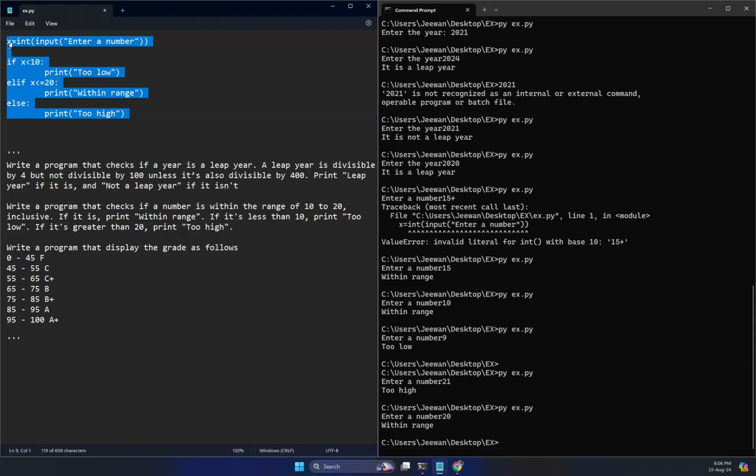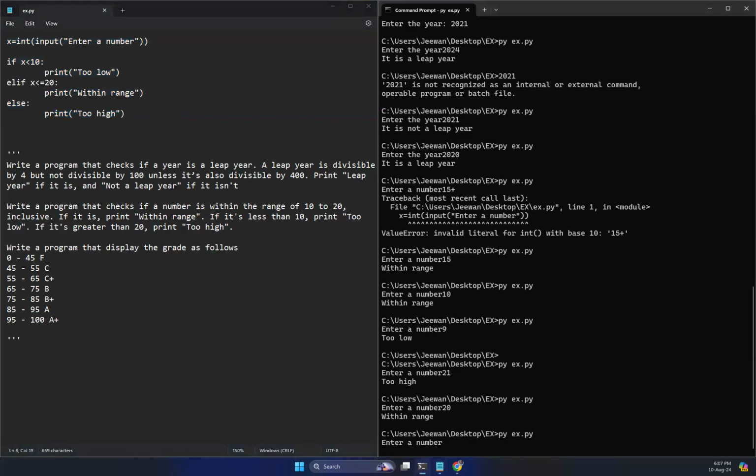Will this provide the exact solution or not? This will give the same answer, but we have to change the print words, right? The else should print as within the range, and the if else statement should print as too high. Oh, sorry. If I run this, it will not give me the answer as expected.